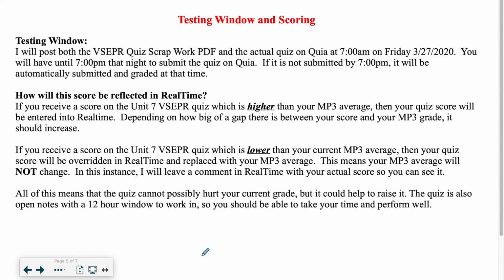The quiz will be open within that 12-hour window to work in, so make sure that you are able to take your time so that you can perform well.